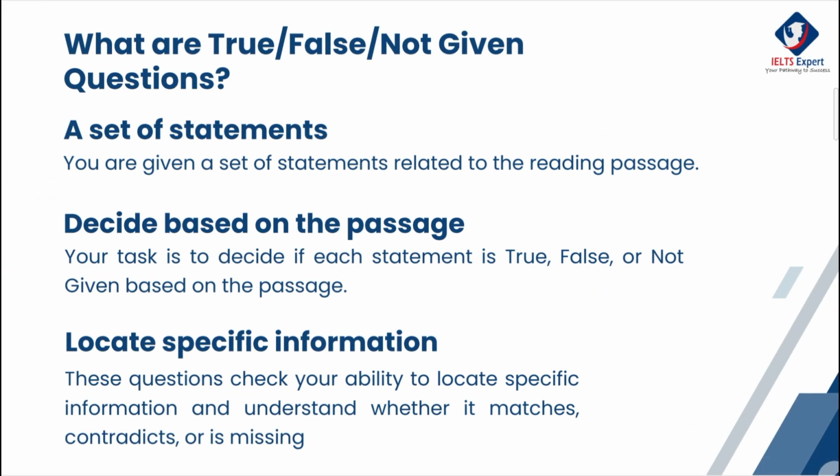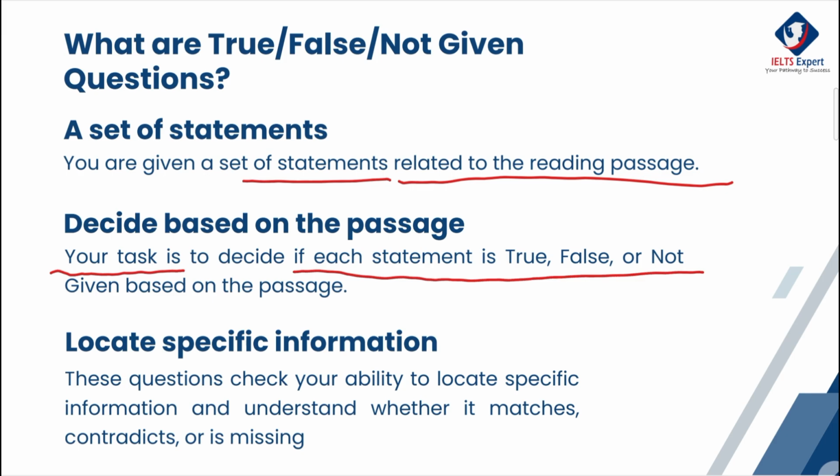Now, you are given a set of statements related to the passage. So the statements would be related to the reading passage. So what is your task? Your task is to decide if each statement is true, false, or not given. So you will write T, F, and NG. So this is what you are going to write.